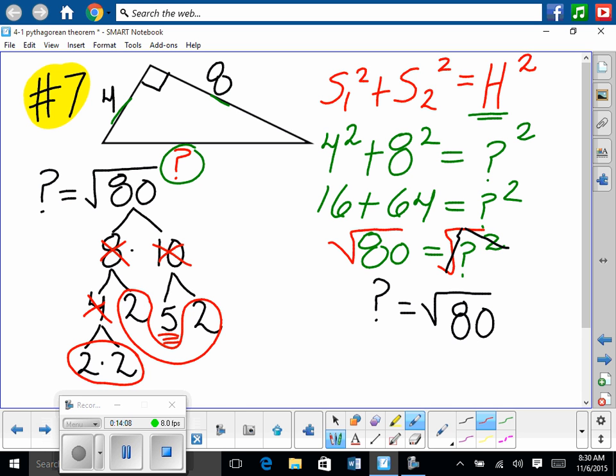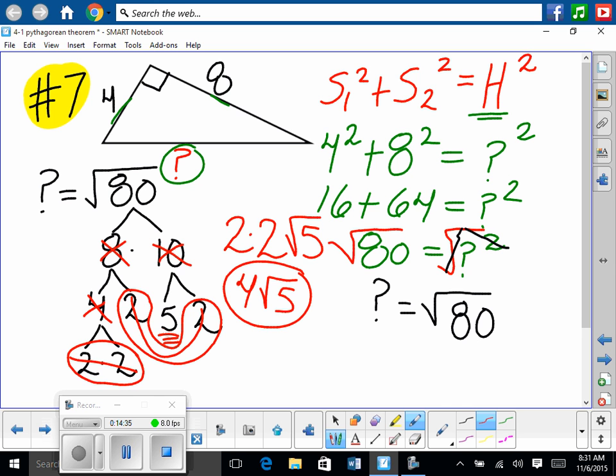Or just think of it like this. Because there's 2 2's, you can pull out a 2 accounting for those 2 2's. We're going to pull out a 2 for those 2 2's, right? And then left underneath was a 5, so left under the root was a 5. Then we multiply anything that's on the outside together, anything that's left underneath together. So 4 square roots of 5. That is our hypotenuse. It's equal to 4 square roots of 5.